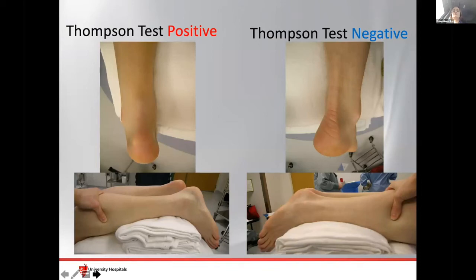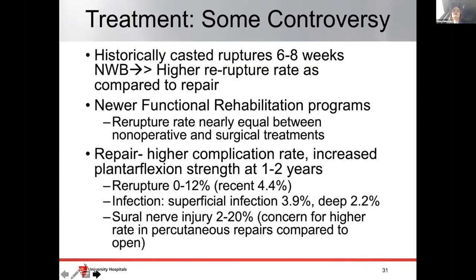So for the treatment, historically, we used to cast them, but they had a very high rupture rate. And so that's why surgical intervention was initially recommended for all ruptures, or most of them. The newer functional rehabilitation programs, with the latest literature, suggest almost equal outcomes in non-operative versus operative treatment. However, in most athletic populations, due to the loss of plantar flexion strength that we see with non-operative treatments, we do still recommend for most athletes that we repair the tendon because they require much more physical activity than you would in regular day life or as just a recreational athlete.